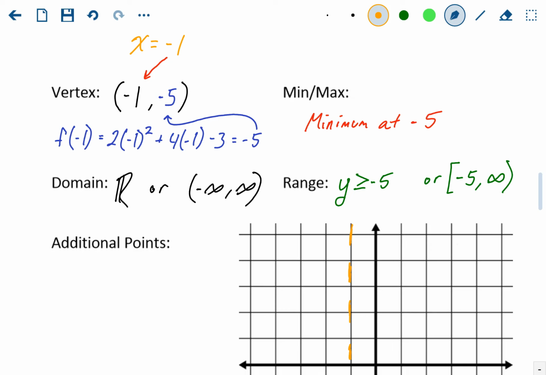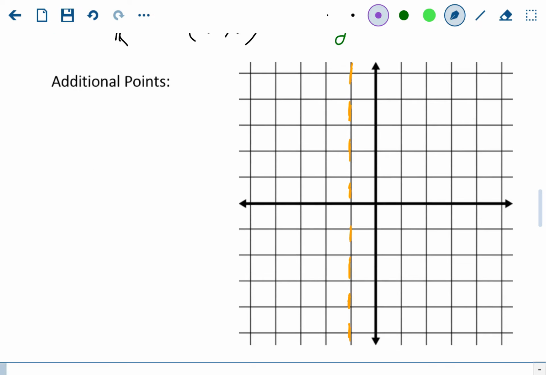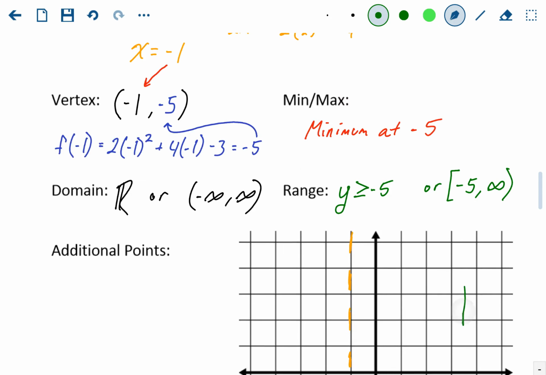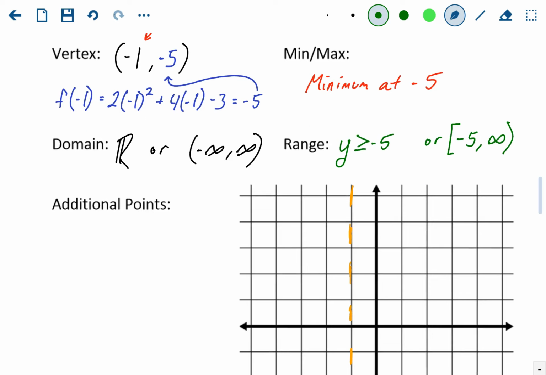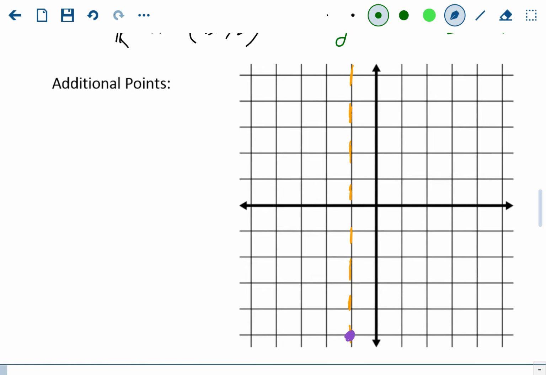All right, then I'm going to graph my vertex. My vertex is (-1, -5). So it's going to be on the axis of symmetry, of course. So (-1, -5), down here, just enough space. Okay, and then I know another point too. I know the y-intercept. The y-intercept was -3. So I'm going to graph -3 on the y-axis. That's right here.